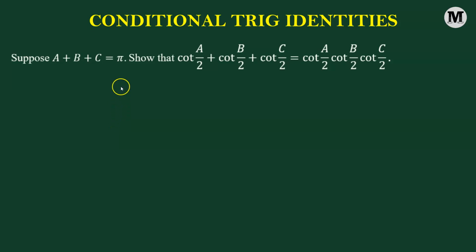Suppose a plus b plus c equals pi radians. We need to prove the following. Okay, let us begin. Here we're going to start from the given condition. That means we have a plus b plus c equals pi radians.